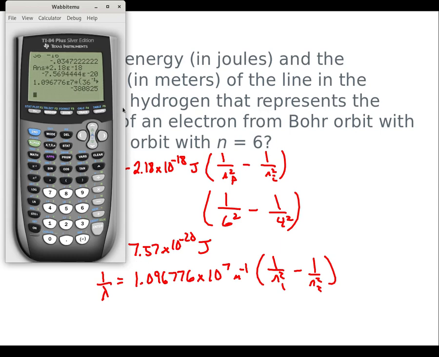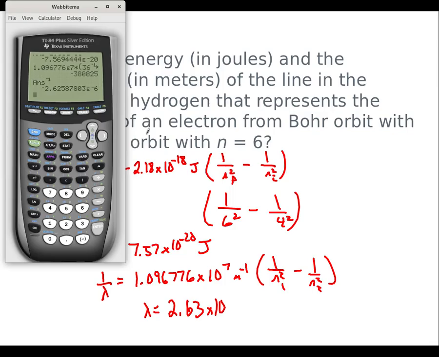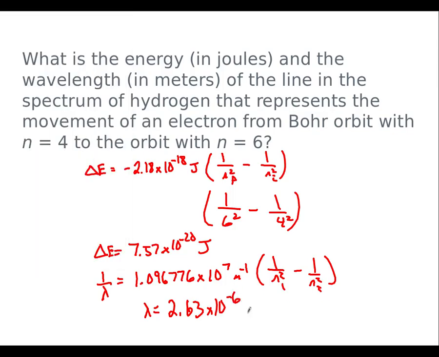But this is not my answer. It's not saying there's 380,000 meters for the wavelength, because this is equal to 1 over lambda. So I need to inverse this answer and then flip the sign. So this answer in meters, the wavelength is 2.63 times 10 to the negative sixth meters.